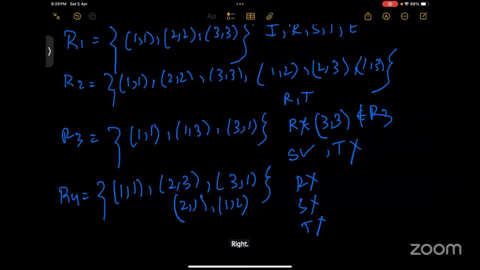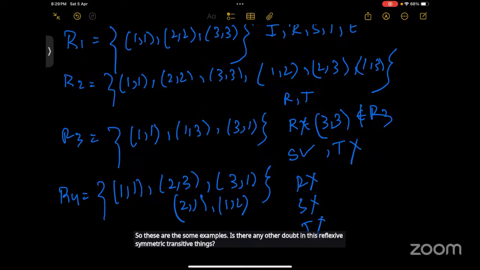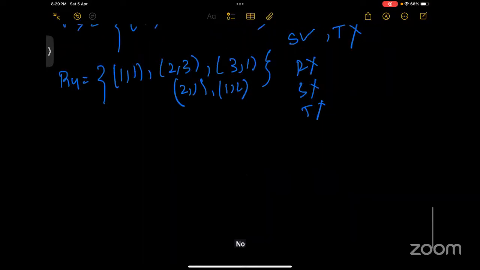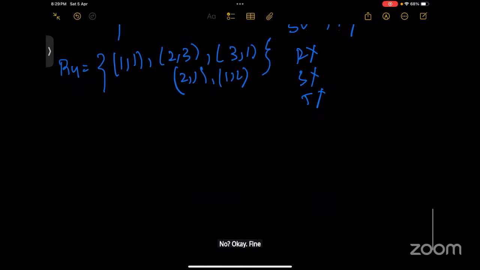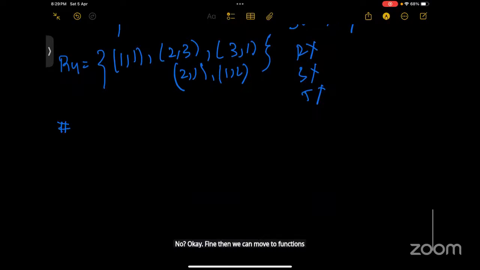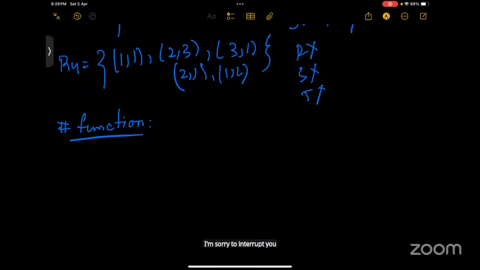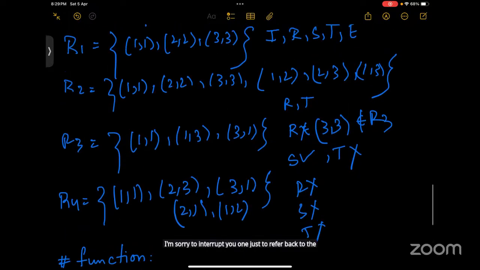Is there any other doubt in this reflexive, symmetric, transitive topic? No? Okay, fine. Then we can move to functions. So what are functions? What is the definition of a function? Ma'am, sorry to interrupt you. Just to refer back to R4, the last one.